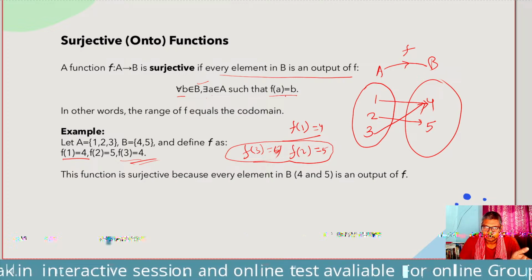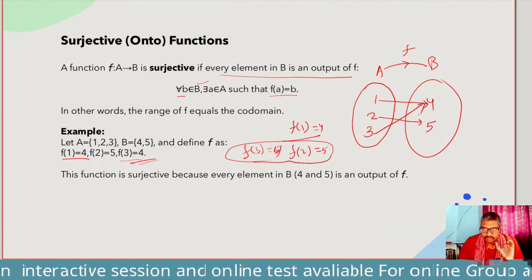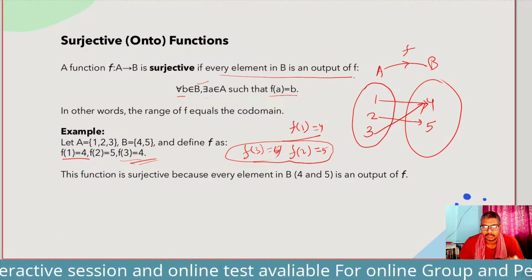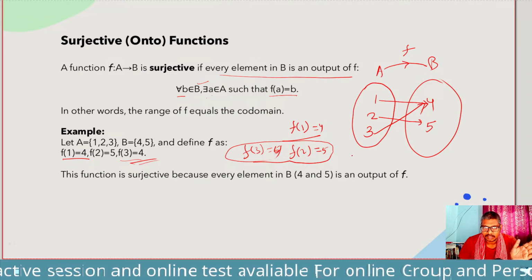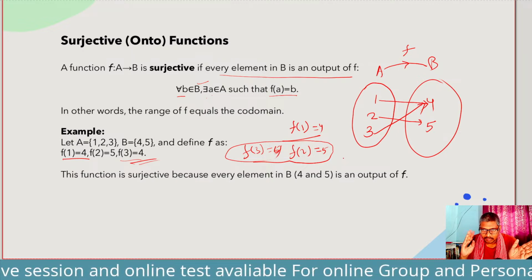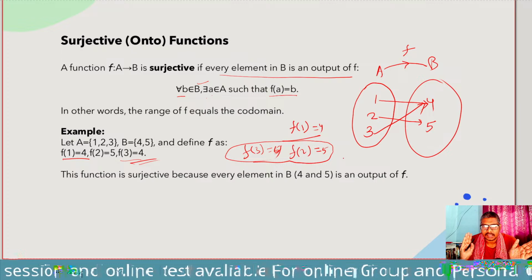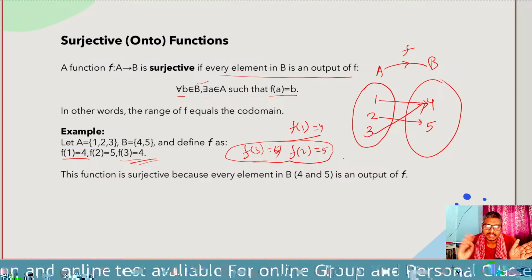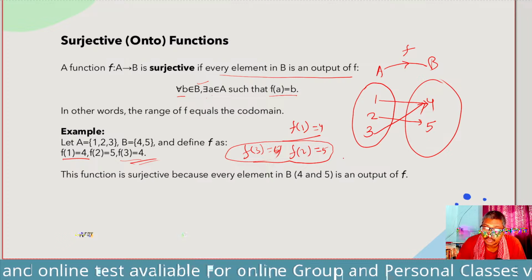The main purpose is to see that every element of B is an output of f. So what comes to mind is that if all the elements of B are associated with A, then B is our, what is B? Codomain.